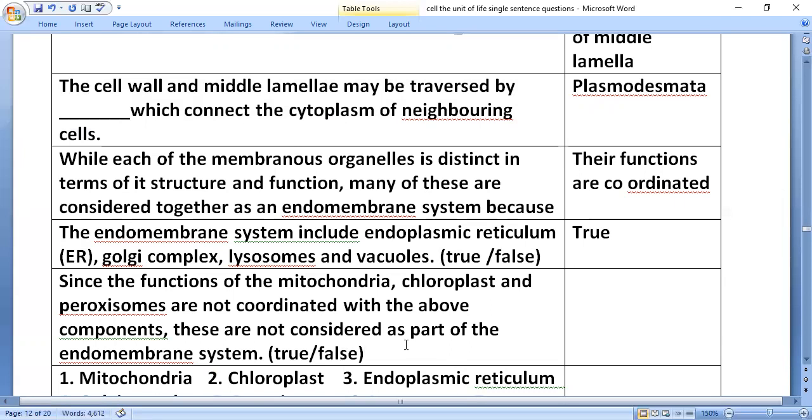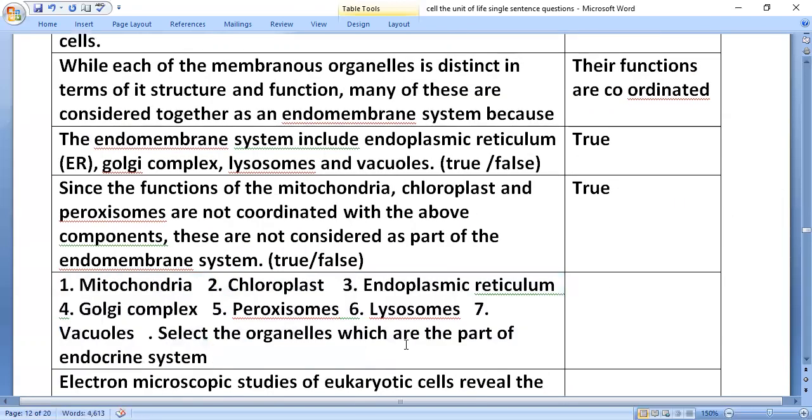Is the statement true or false? True. Mitochondria, chloroplast, endoplasmic reticulum, Golgi complex, peroxisome, lysosome, vacuole: select the organelles which are part of the endomembrane system. Endoplasmic reticulum, Golgi complex, lysosomes, and vacuoles.